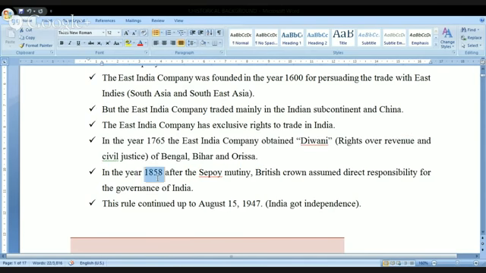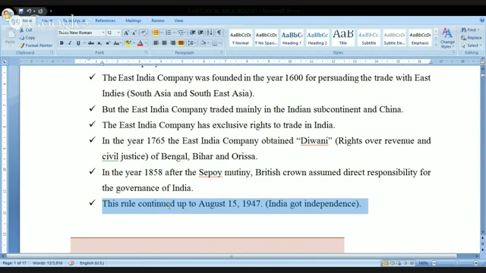Later, in the year 1858, after the Sepoy Mutiny, the British Crown assumed direct responsibility for the governance of India. Meaning up to 1858, it was the East India Company, and from 1858 onwards, since there was a Sepoy Mutiny in 1857, I'll come to this topic later, the British Crown assumed direct responsibility of governance of India. So we are going to understand what happened before 1858 and what happened from 1858. And the British rule continued in India up to August 15th, 1947. Okay, and this is the date on which India got independence.